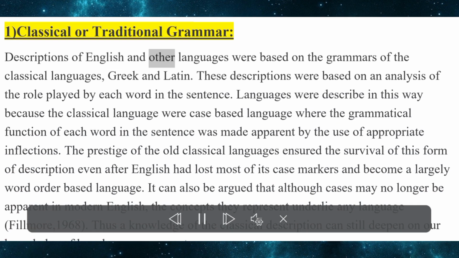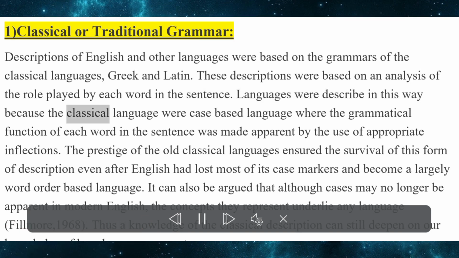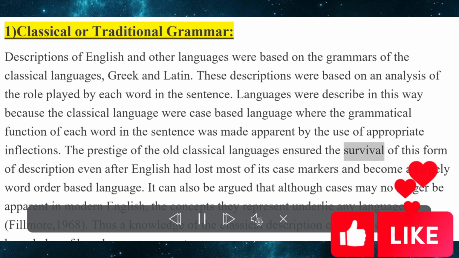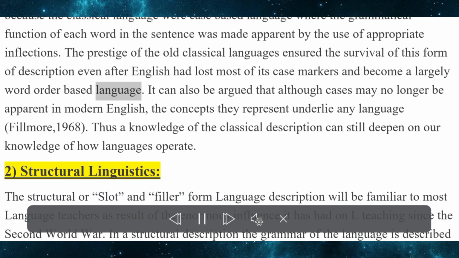Descriptions of English and other languages were based on the grammars of the classical languages, Greek and Latin. These descriptions were based on an analysis of the role played by each word in the sentence. Languages were described in this way because the classical languages were case-based languages where the grammatical function of each word in the sentence was made apparent by the use of appropriate inflections. The prestige of the old classical languages ensured the survival of this form of description even after English had lost most of its case markers and become a largely word order-based language.